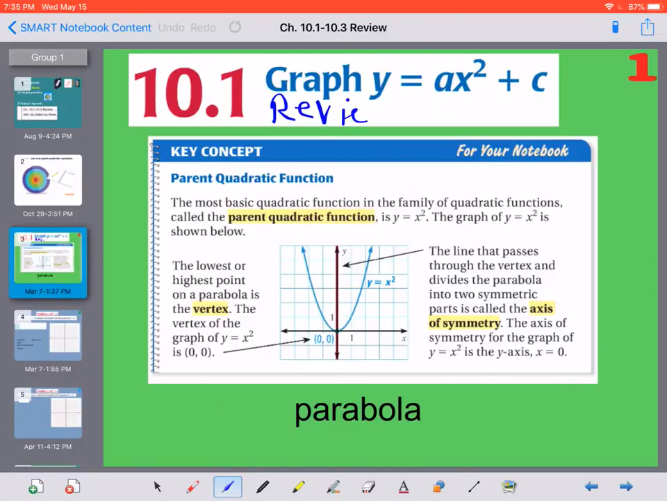So what we're going to start with is 10.1. 10.1 just introduces us to the most basic parent function, quadratic function, and that is y equals x squared. So y equals x squared has a vertex of 0, 0 and an axis of symmetry, which is the line that cuts the parabola in half, of x equals 0.